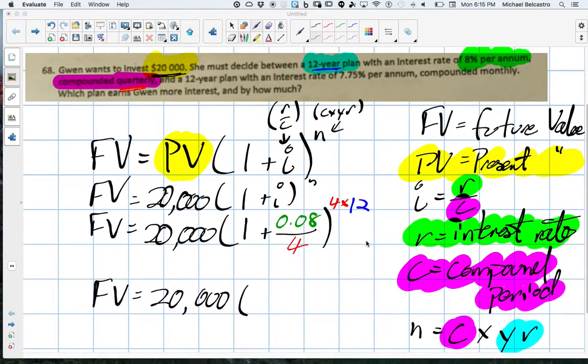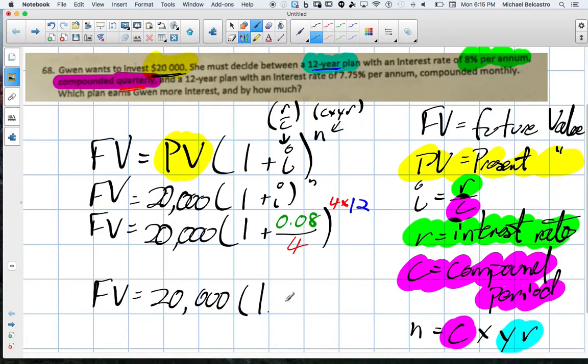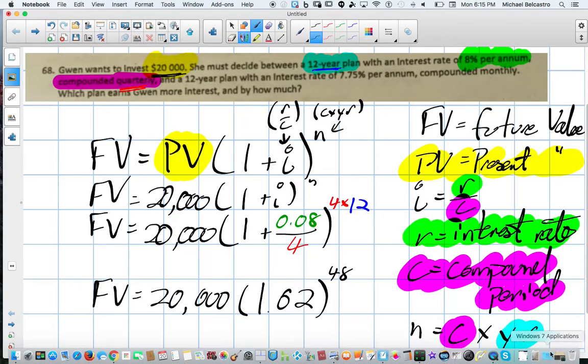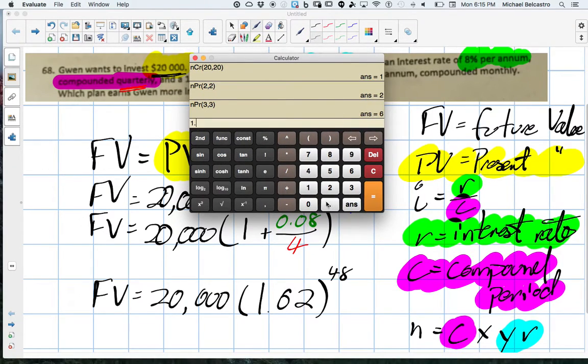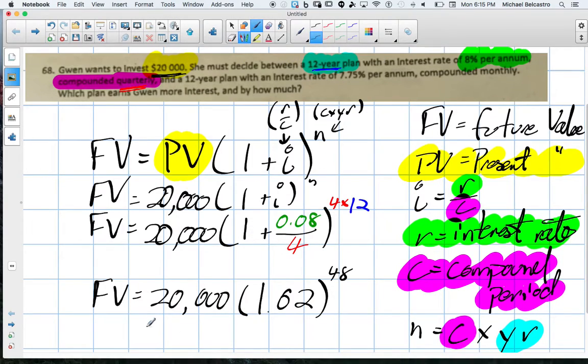0.08 divided by 4, I think should be 0.02. Is it? Yeah? Okay. And plus 1, so that's going to be 1.02. And 4 times 12 is 48, so to the power of 48. So what we really need the calculator for is putting together 1.02 to the power of 48 times 20,000. And it should follow BEDMAS, but I'm going to put brackets around just to make sure. According to this, we should have $51,741.41-ish. Is that what you got? Yeah? Okay, so 51,741.